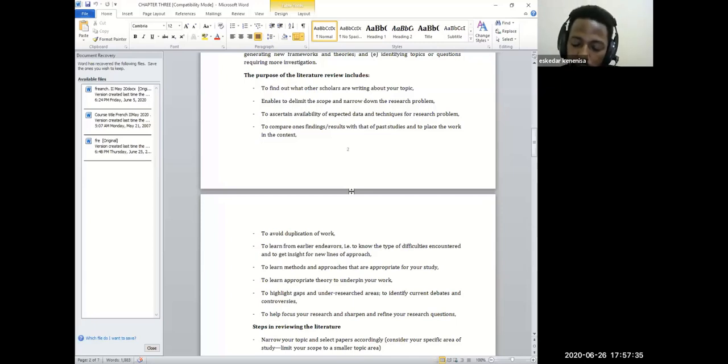Therefore, the literature review helps to highlight the gap in the research, and it also shows you the debates and controversies in the study or in the topic. You have to see the debates that have existed in your subject. Lastly, it helps you to focus your research and sharpen your research question.